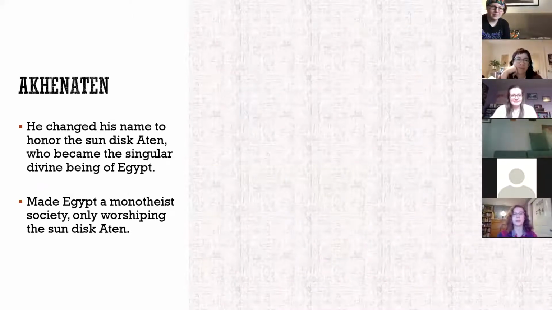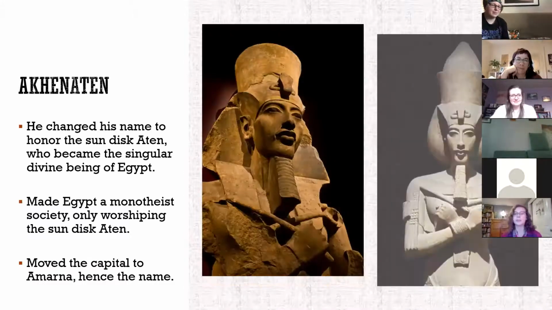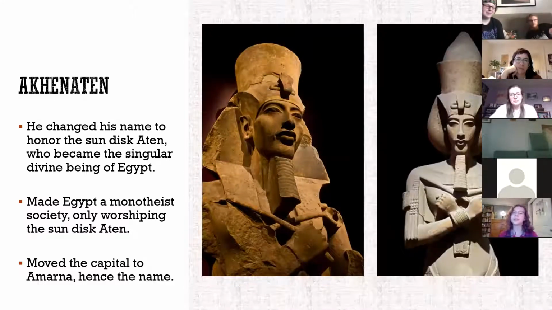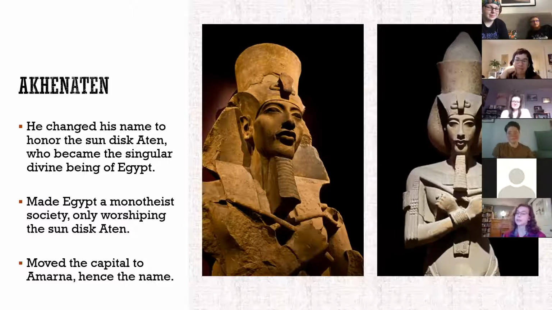Then comes Amenhotep IV, who later changed his name to Akhenaten. He ruled during the New Kingdom from 1353 to 1336 BC, and is known for his radical restructuring of Egyptian religion during his rule. He changed his name to honor the sun disk, Aten, who he changed to become the singular divine being of Egypt, which pissed off a lot of people, including the priests of the various gods and goddesses. He also moved the capital to Amarna, hence the name, the Amarna period.